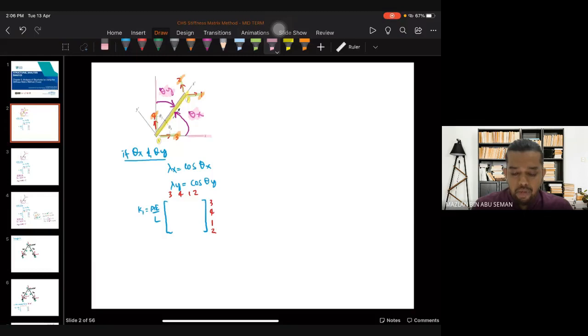And for the formula, lambda X is cos theta X, lambda Y is cos theta Y. What you learned is that you find the coordinates for both points, then you should be able to get lambda X and lambda Y, right?